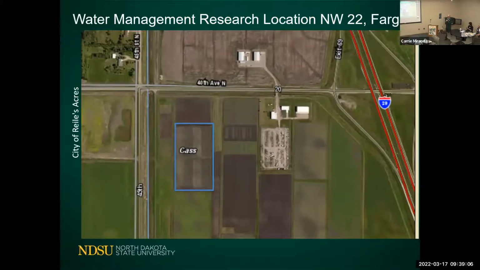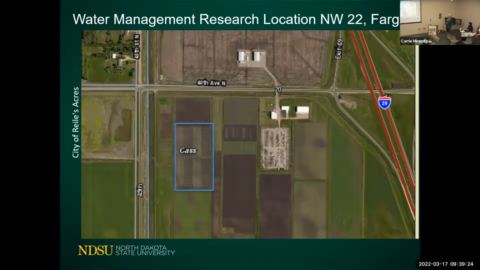So the next topic I want to talk about is another way of managing excess water. I've been working quite a bit with tile drainage. And tile drainage is when you put a pipe in the ground about 3 feet down, and it can get the water out of the field a little bit quicker.